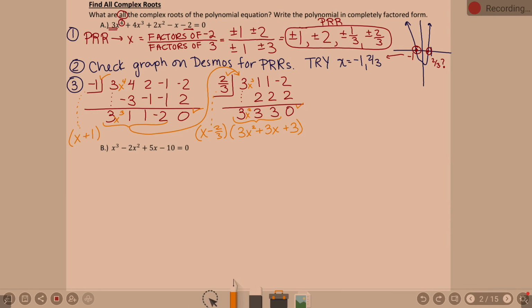Okay? However, they're not necessarily just asking you for factors. It depends which problem they have. If they ask you just for factors, you're done right here. Most of them, I feel like, are asking for zeros and factors.